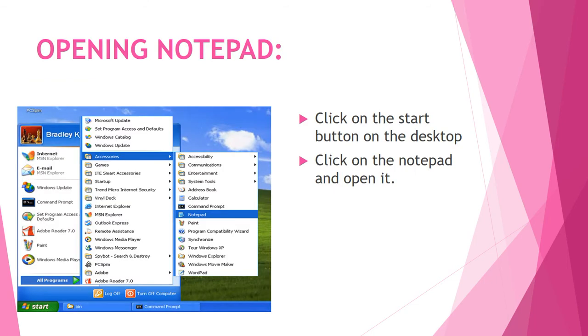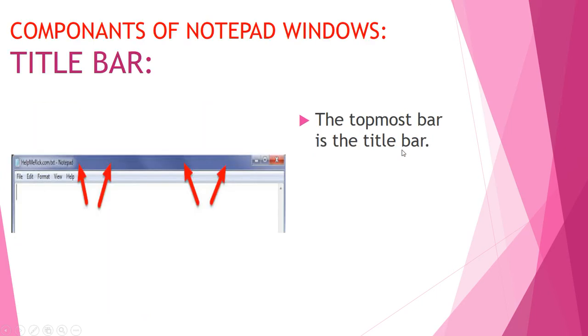Opening a notepad. Students, we have already learned how to open notepad in previous classes. Look at the screen, students. See, click on the start button on the desktop. Move the mouse pointer to programs, a list will appear. Move the pointer to accessories. In the list, another list will appear. Move the pointer to notepad and left click. The notepad window appears on the screen.